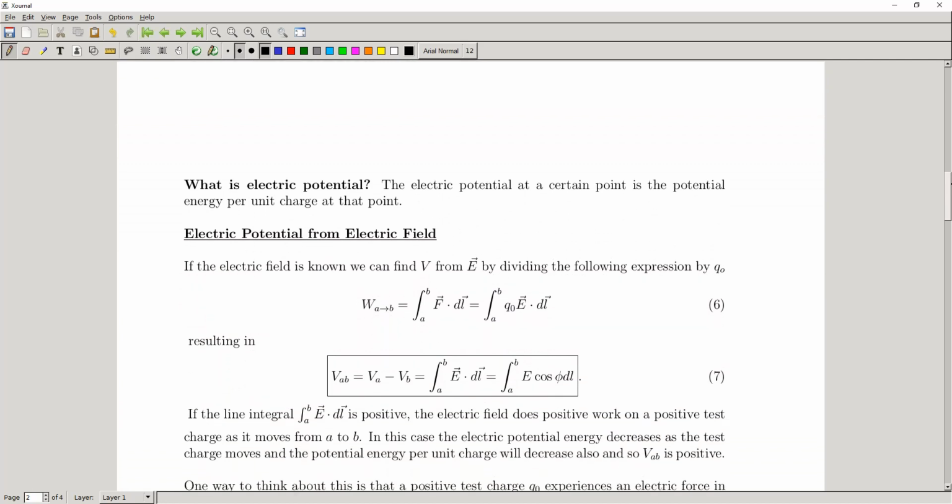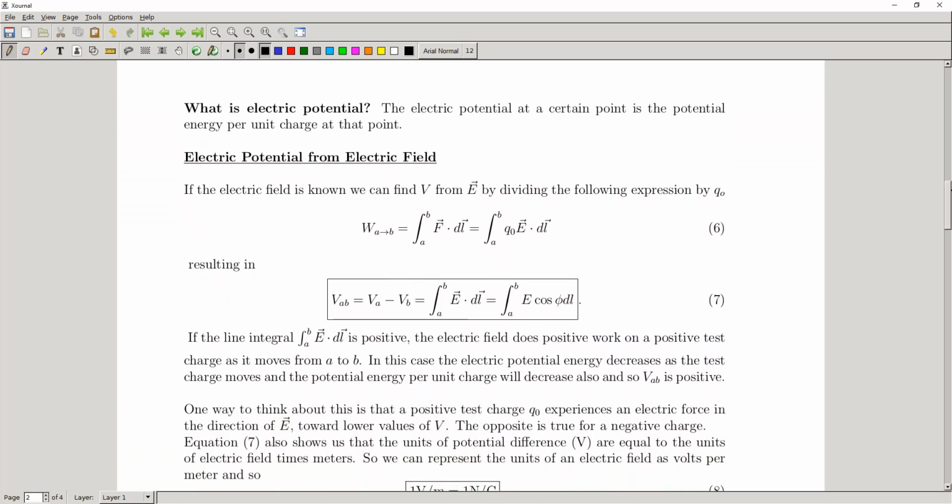So before I move on here, let's just explore the question one more time. What is electric potential? The electric potential at a certain point is the potential energy per unit charge at that point. So we want to be thinking about potential energy per unit charge at that point is given to us by our potential. Okay, so V at a certain point gives us the potential energy that a charge would feel at that point.